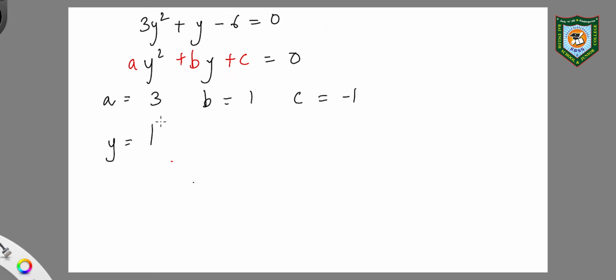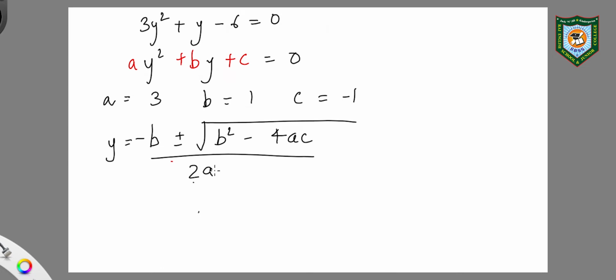So y is equal to minus b plus minus under root b square minus 4ac divided by 2a. So this is equal to minus 1 plus minus under root 1 square minus 4 into, pardon me, this value is minus 6.